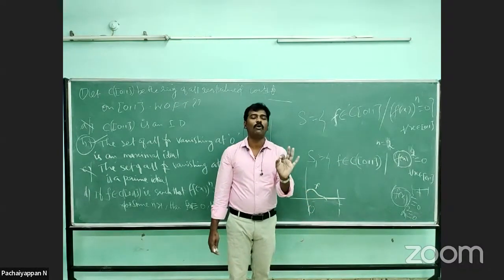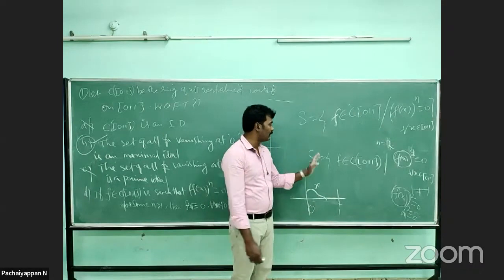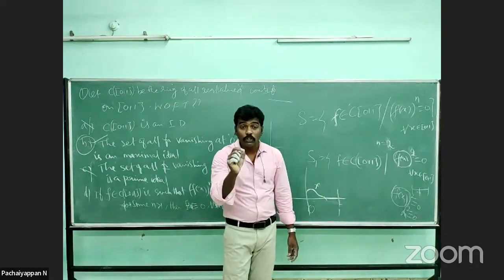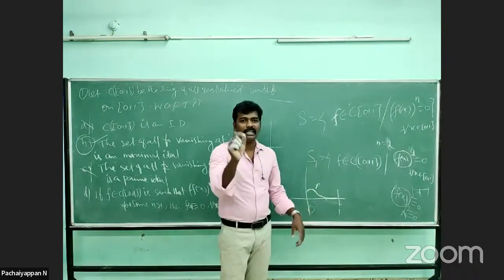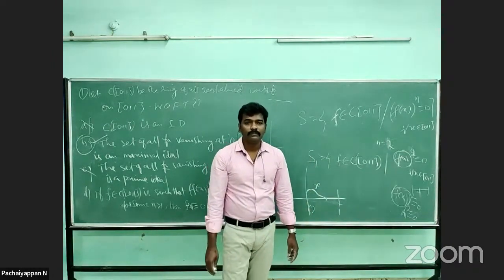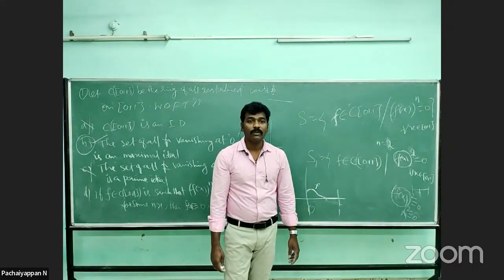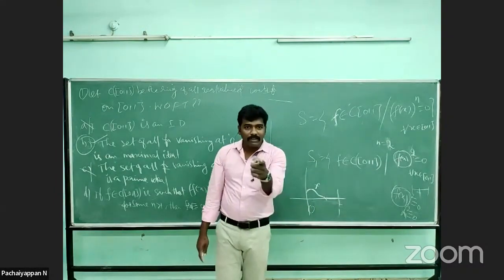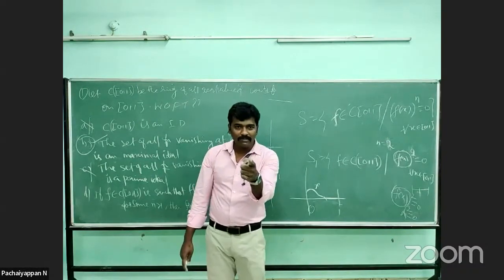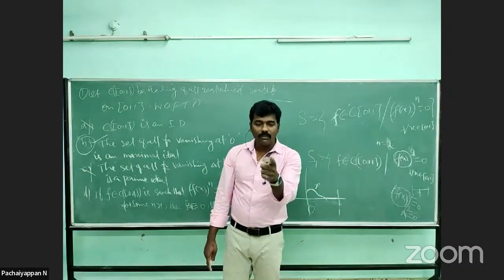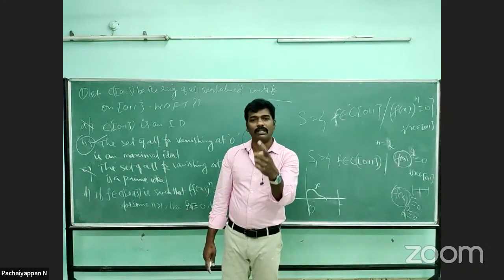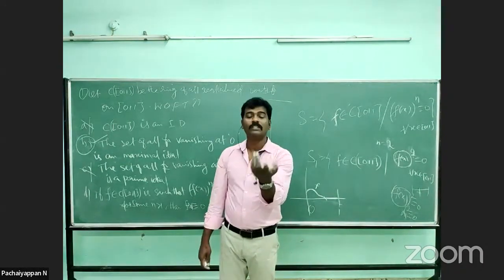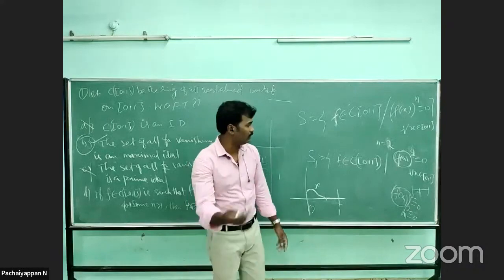Now the question: how many elements are there in S1 when n equal to 2? Only one. Very good, Aishwarya. What is that function? How many elements are there now? Only one element. Your answer is correct, 100% correct. What is that element? Zero element. Very good.